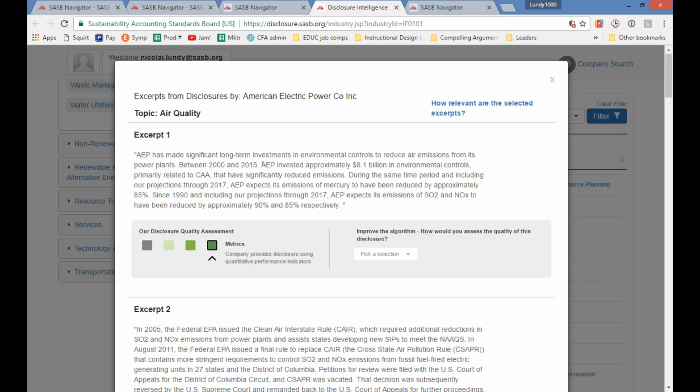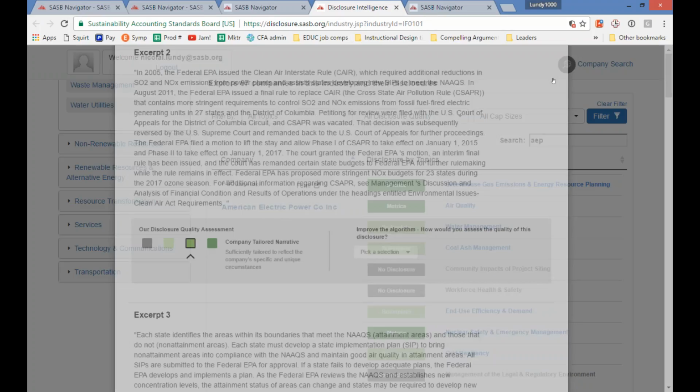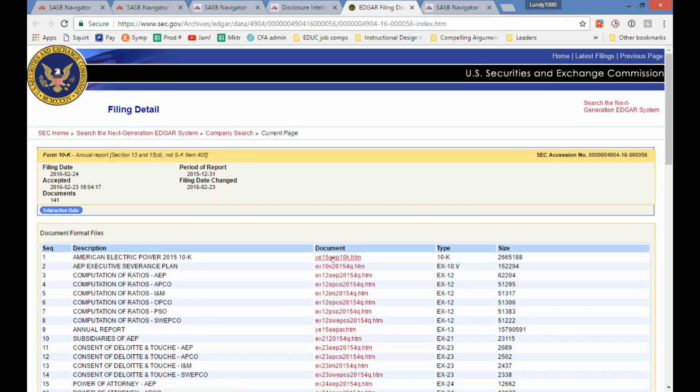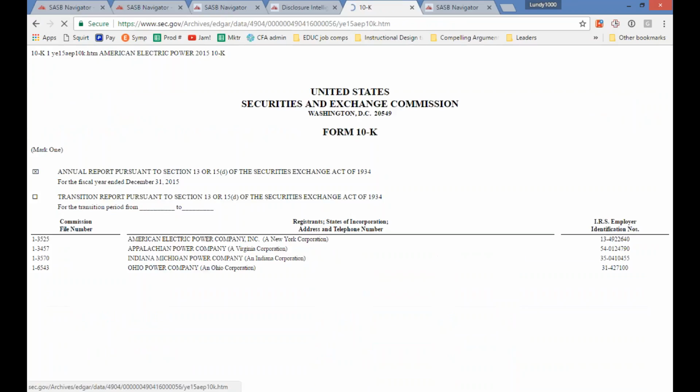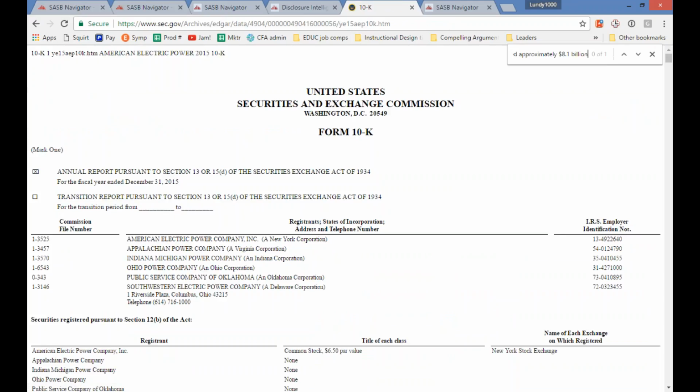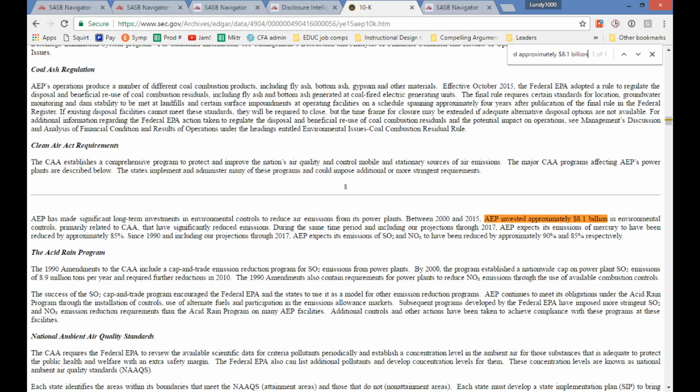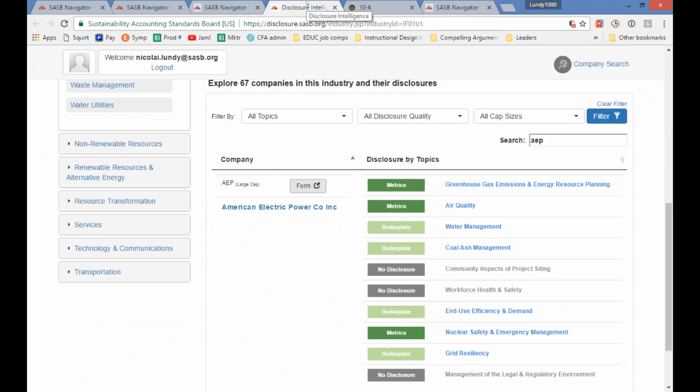Now, let's say you want to get the context for this statement. You can go straight to the source. You can click this link, which takes you to the EDGAR database. You can pull up the 10-K, and you can just find the statement and read before and after and get a greater context for where this information sits.